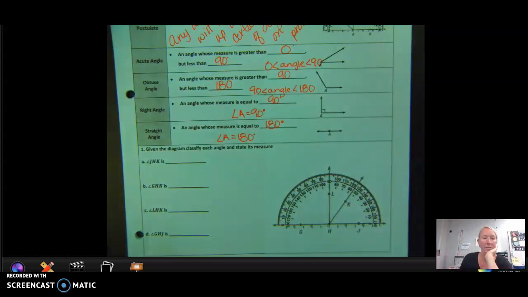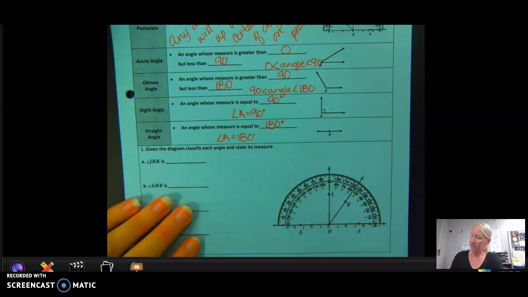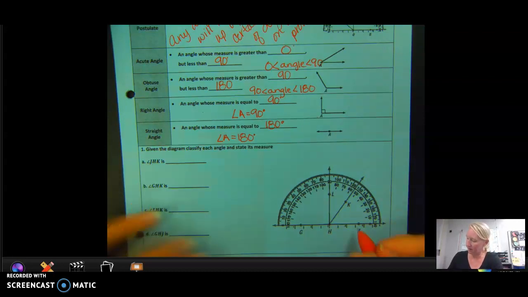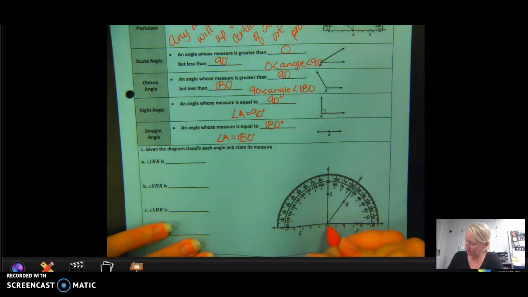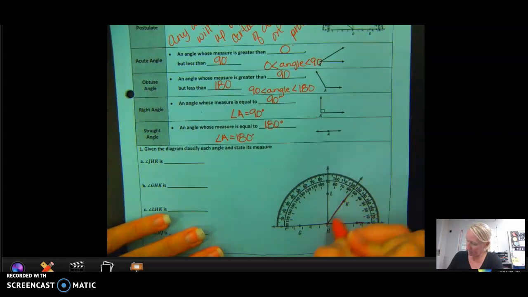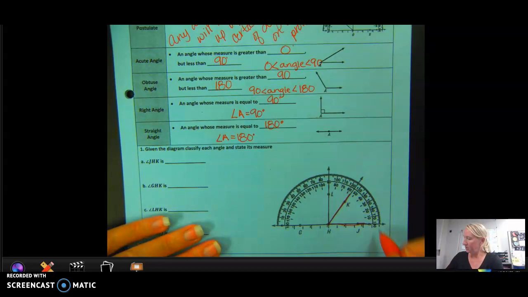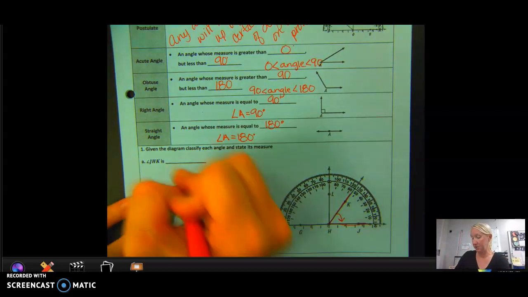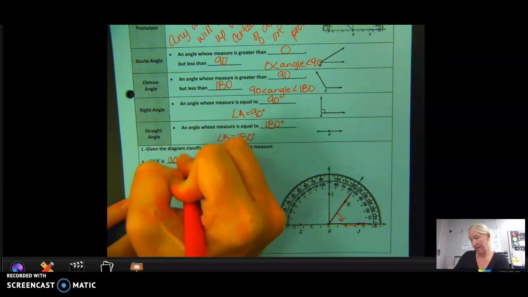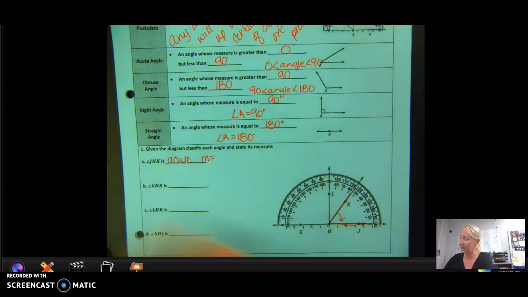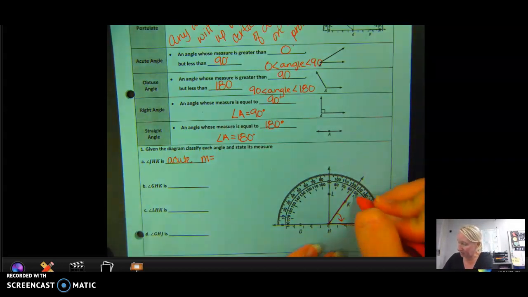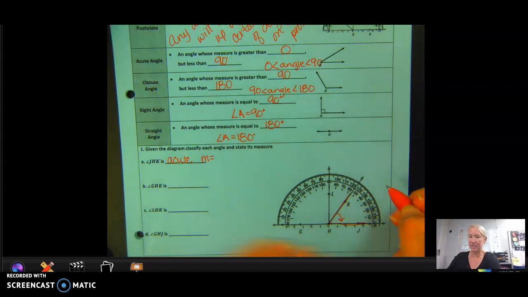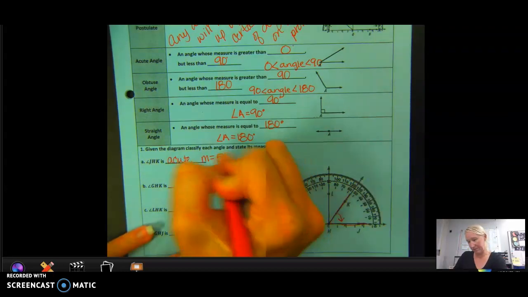All right. Given the diagram, classify each angle and state its measure. So JHK. When we're naming these, it tells us how to find it. It's telling me to start with J, so I'm going to start here, go to H, and go up to K. I'm hoping you guys have used a protractor before. Is this more than 90 or less than 90? It is less than 90, so it is acute. And then the measure, if it's less than 90, that should help us, because it's either the 55 or the 125. Well, 125 doesn't make sense, right? So it has to be the 55 degrees.